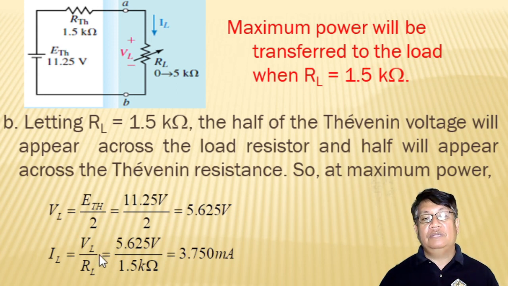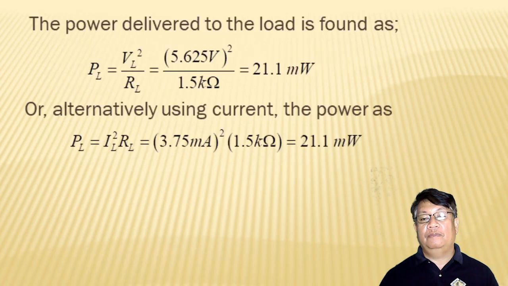To solve for the load current, if our power is maximum, then according to Ohm's law, we have V sub L over R sub L. Your V sub L, the load voltage, is 5.625, then divide by R sub L, which is 1.5 kilo ohms, then more or less that is equal to 3.75 milliamperes, our load current. Okay, class, that is the solution using the maximum power transfer theorem.